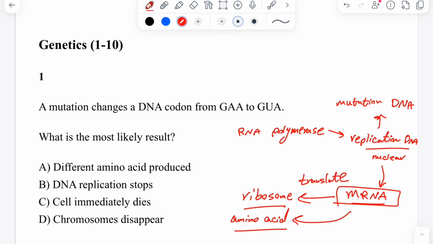can change. So what is the most likely result? The mutation GAA to GUA is a different amino acid produced. So the option A.